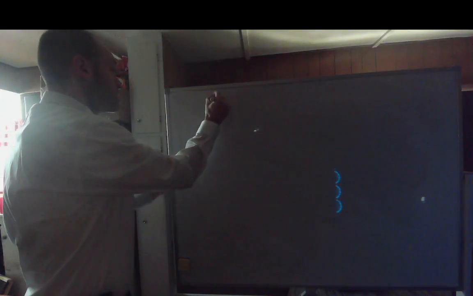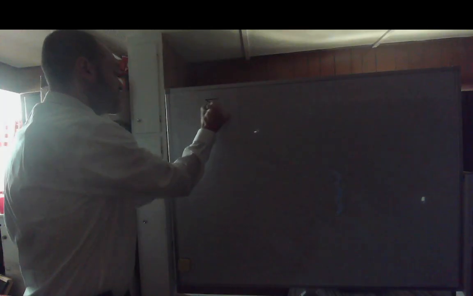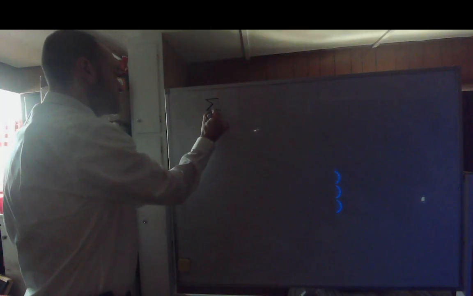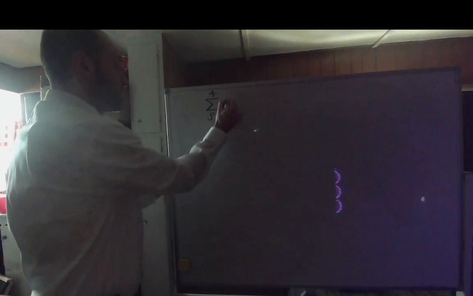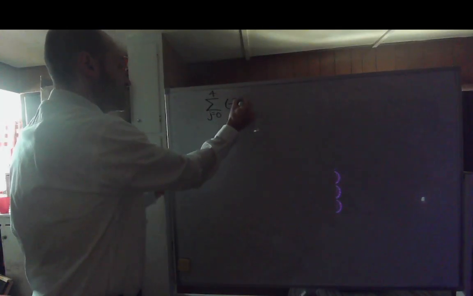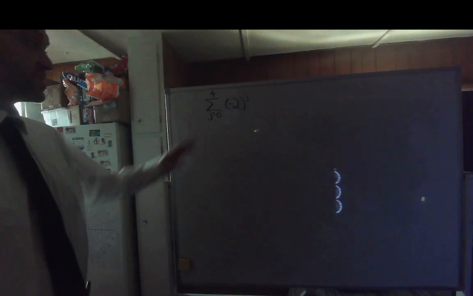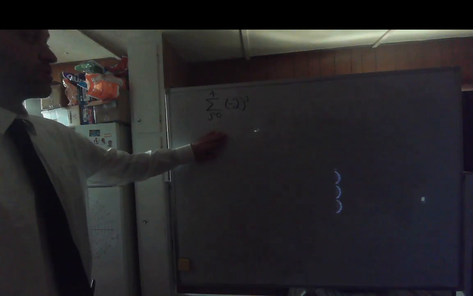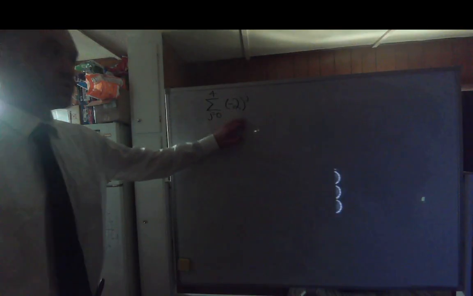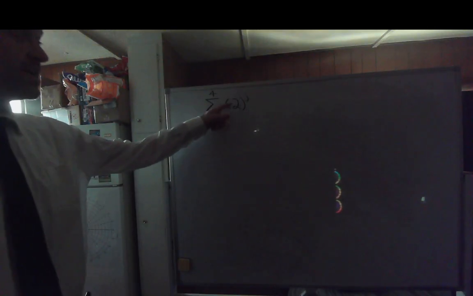Alright, so we have the sum from j equals 0 to 4 of -2 to the j power. Alright, so we have the sum from j equals 0 to 4 of -2 to the j power. Well, that negative indicates it's going to be an alternating series.